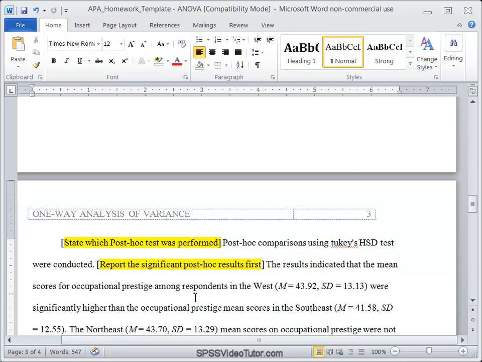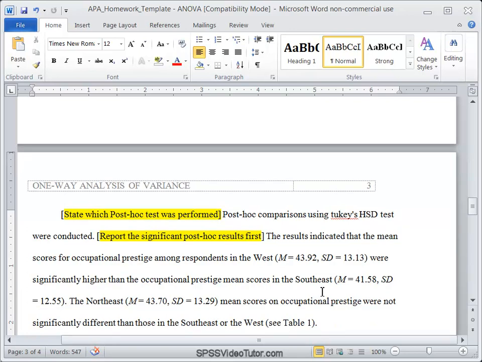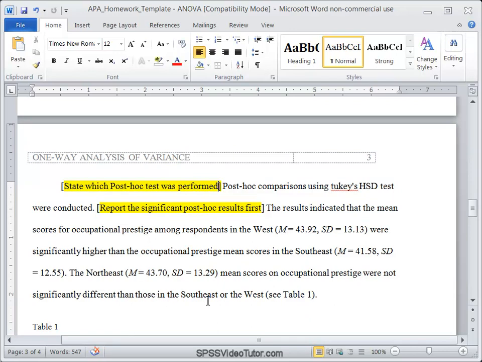Report the significance of the post hoc test. The results indicated that the mean scores for occupational prestige among respondents in the West, mean 43.92, standard deviation equals 13.3, were significantly higher than the occupational prestige mean scores in the Southeast, mean equals 41.58, standard deviation equals 12.55. The Northeast, mean equals 43.70, standard deviation 13.29, mean scores on occupational prestige were not significantly different than those in the Southeast and the West.